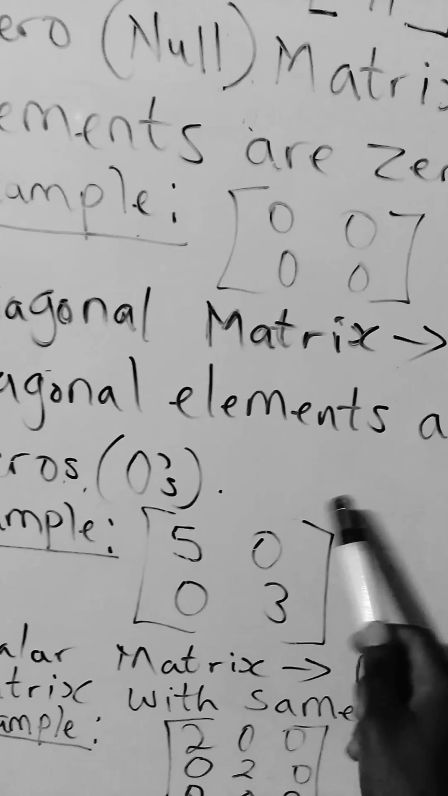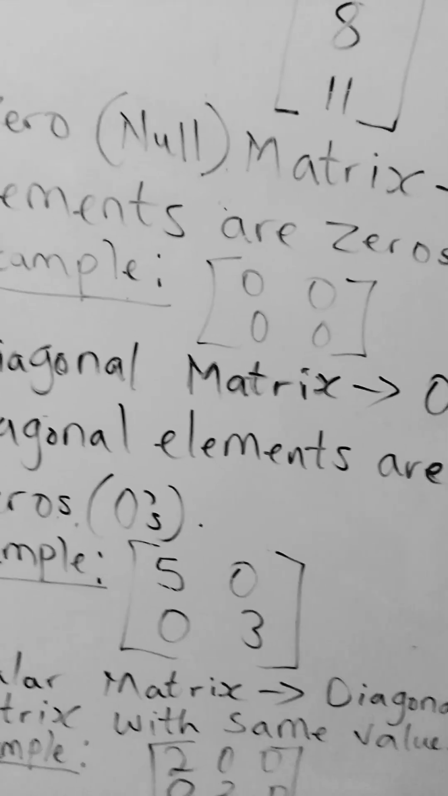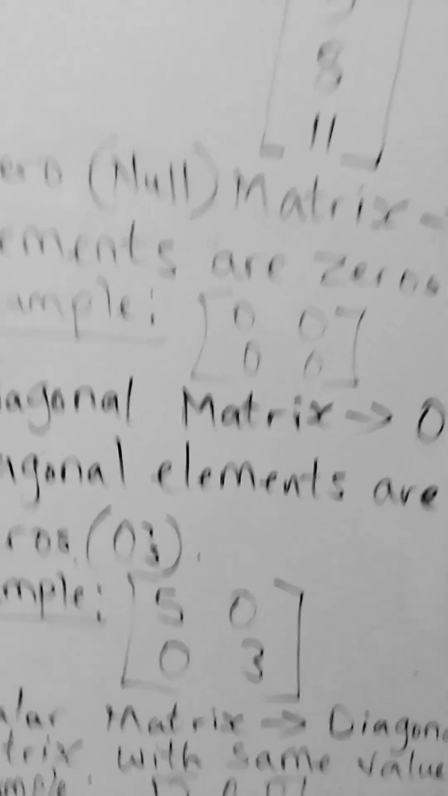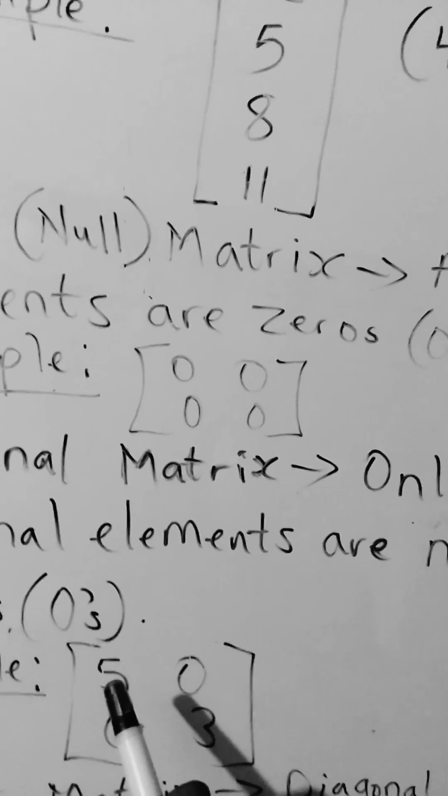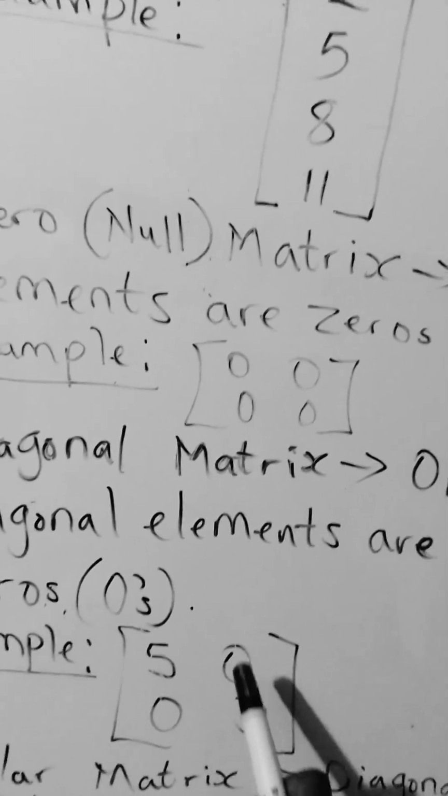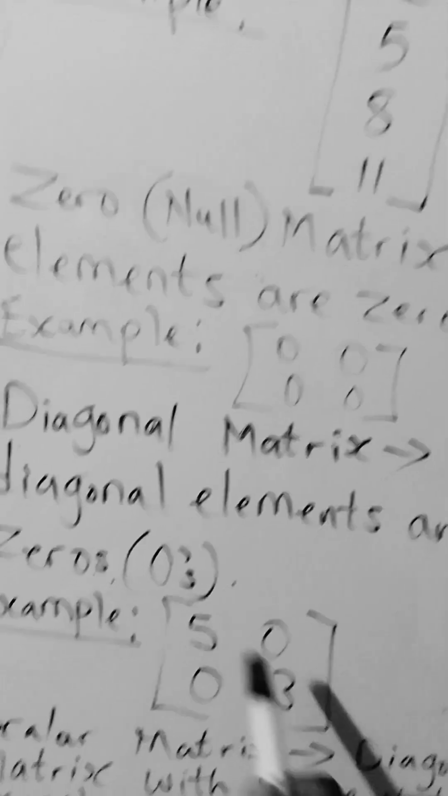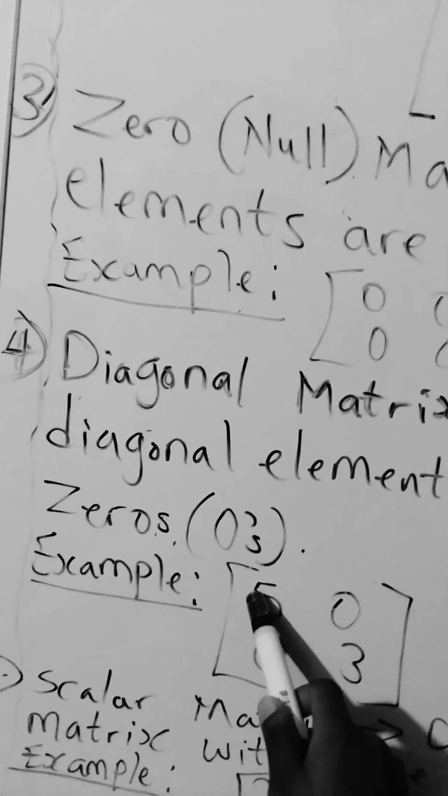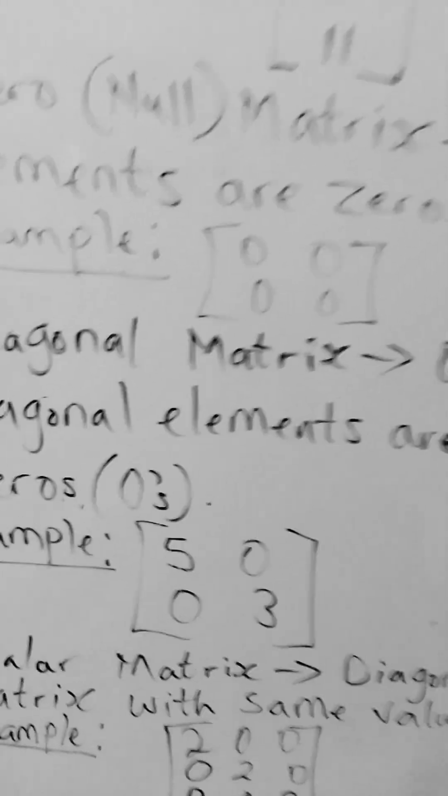Whether it's a 2 by 2 matrix like this one here, or it's a 3 by 3, 2 by 4, however the matrix is, once it's a diagonal matrix, how you would know it's a diagonal matrix is when every element that is not in the diagonal is zero, while the diagonals are what? Other integers that are not zeros.